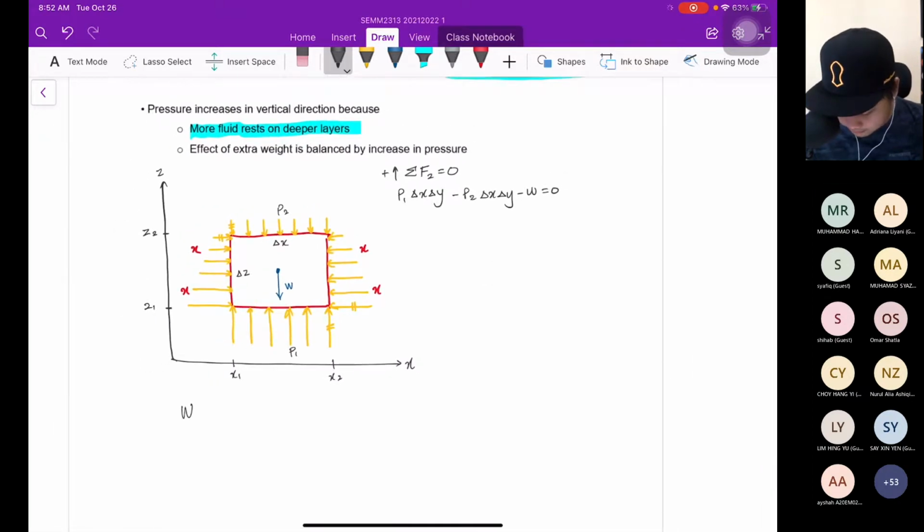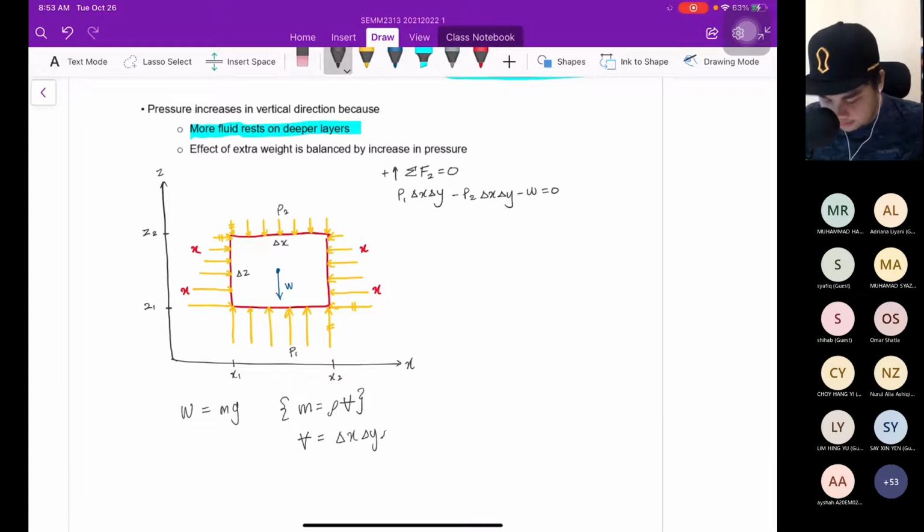So weight here equals mass times gravity. We know that mass is equal to rho V. So what is the volume? The volume of this is delta X, delta Y, delta Z, because this is a rectangular shape, yeah. The previous one was triangular. So the weight here is mass, rho, times volume, delta X, delta Y, delta Z, times gravity.